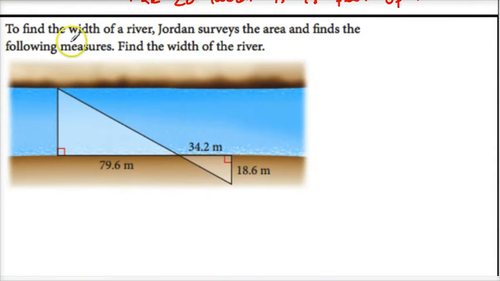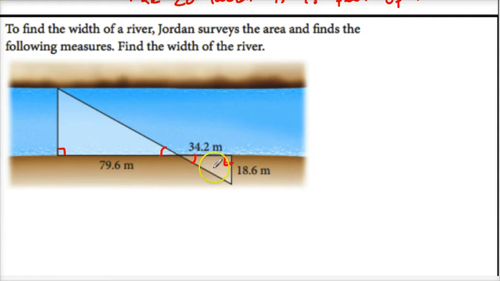In this case, we want to find the width of a river, and this is actually true, this is how they find the width of rivers. Jordan surveys the area and finds the following measures. Find the width of the river. Well, if you see here, clearly they're giving you two similar triangles. You have a 90-degree angle here, and you have a 90-degree angle here. And these are vertical angles, so we could say those are congruent. So this is angle-angle similarity.